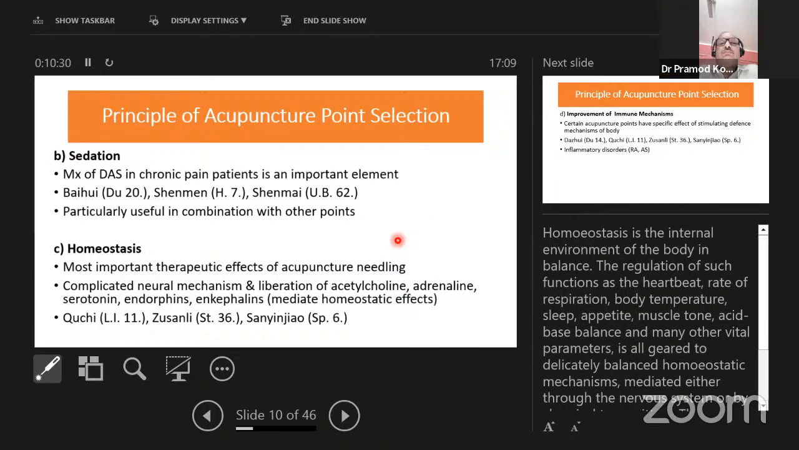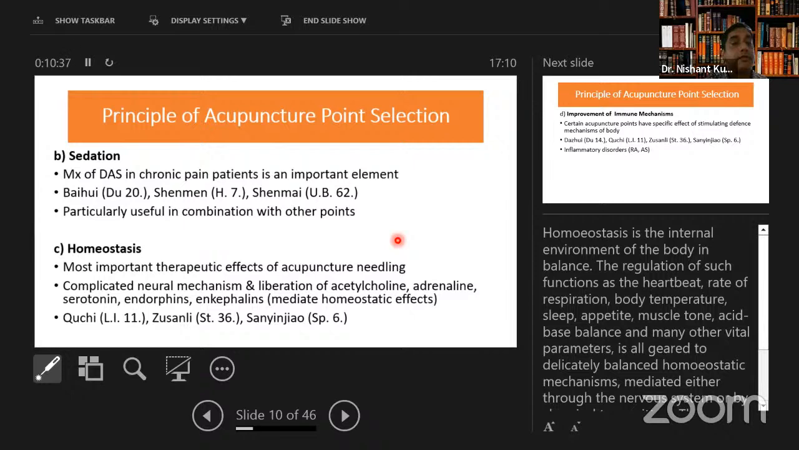Then sedation. Especially when the patient is very anxious and there is disturbance in the sleep, we choose some points: DU20 at the vertex of the head, H7, and UB62. These are very important, and we combine them with our pain management points. So one is the analgesic point, one is the sedation point, and then there is hemostasis.